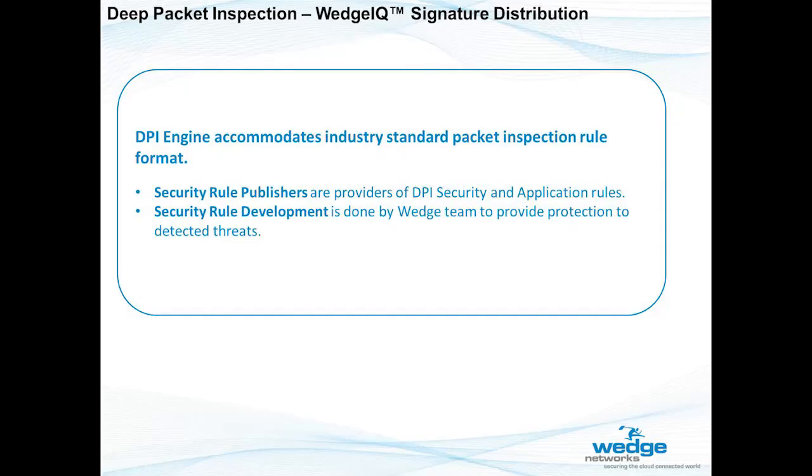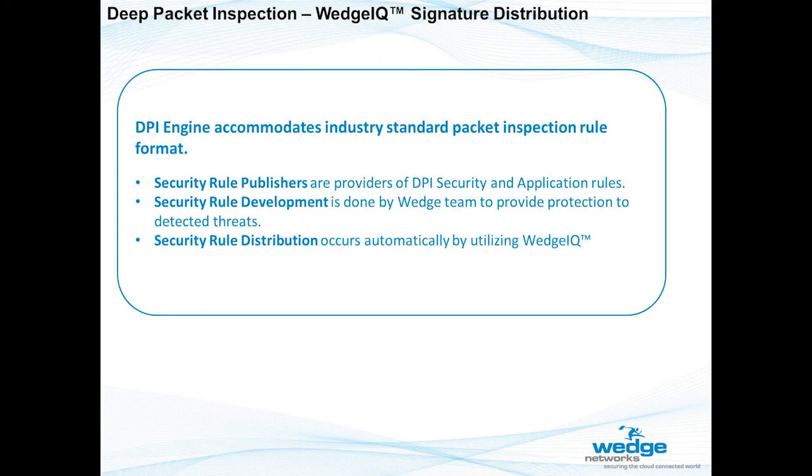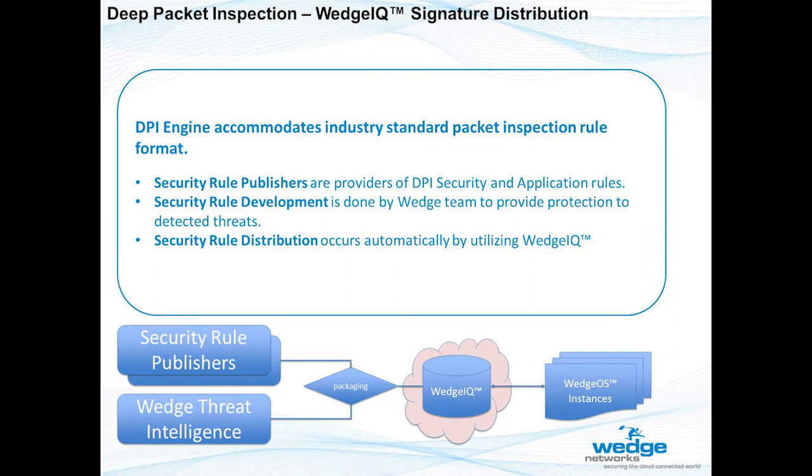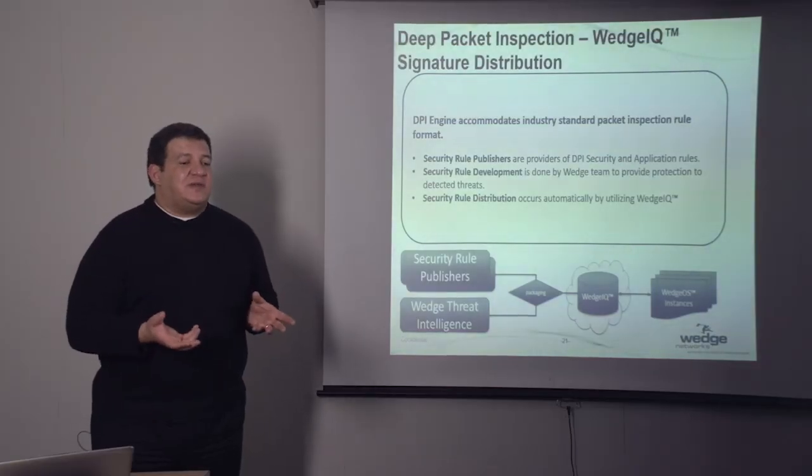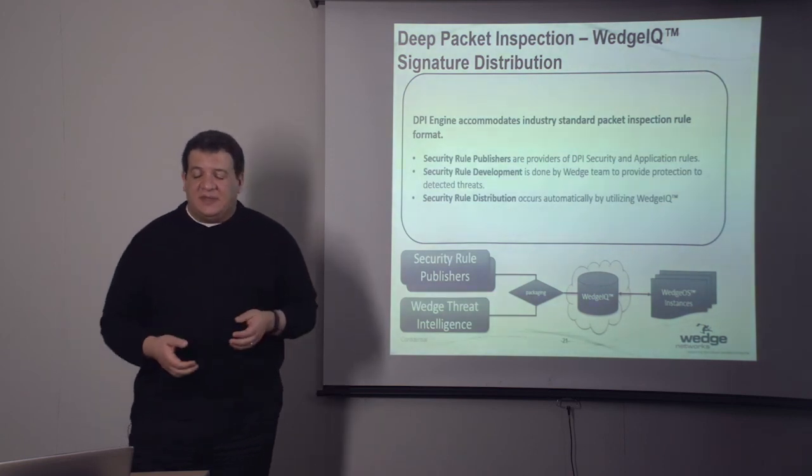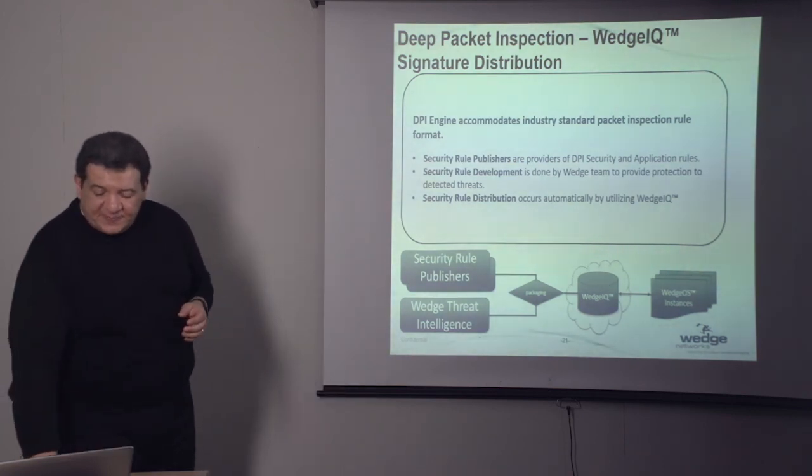We also develop our own internal security rules, and these are available if you're a subscriber or one of the customers of our technology. But all of that is distributed through WedgeIQ. Think of WedgeIQ as the database of all of these rules. These rules can come through our own threat intelligence or through security rule publishers, and it's available through WedgeIQ, which immediately updates all of your instances out there. So literally, it is maintenance free. Your systems would be updated as long as you have subscribed.